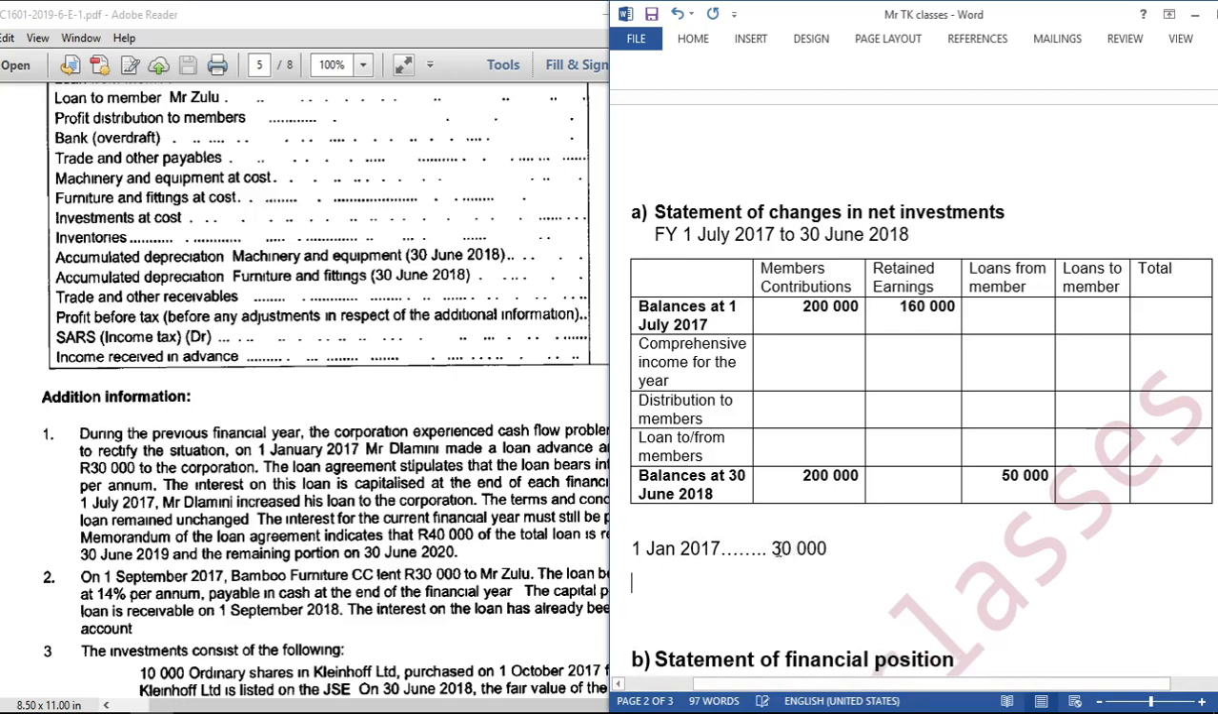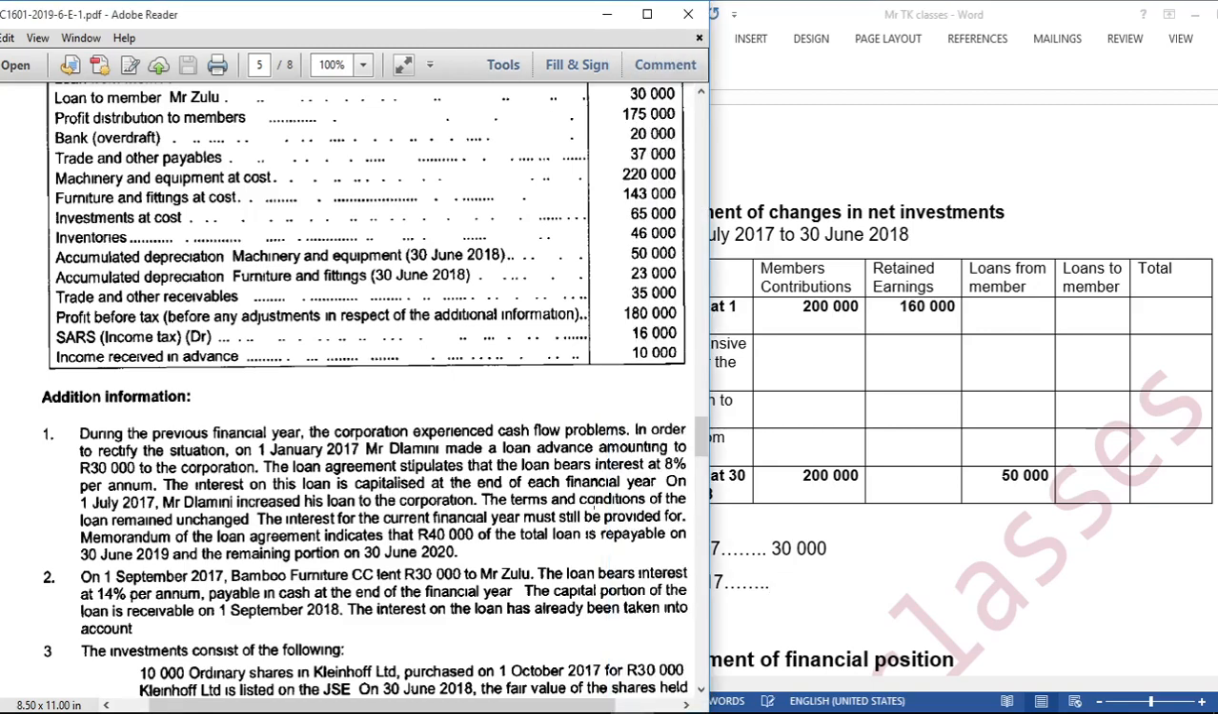And now we are seeing that on 1 July 2017, which is the beginning of our financial year, Mr. Dlamini increased this loan, right? Increased his loan to the corporation. It is here. All right. So the terms and conditions of the loan remained unchanged, which means that interest is still being capitalized.